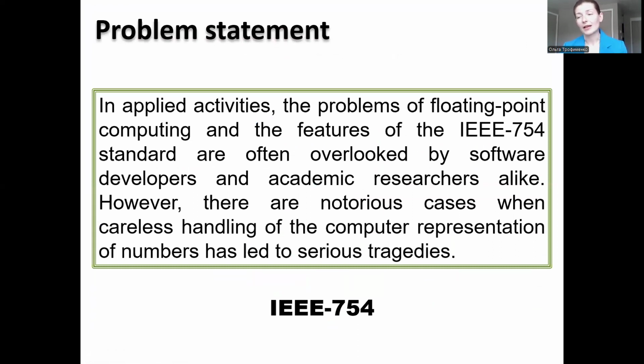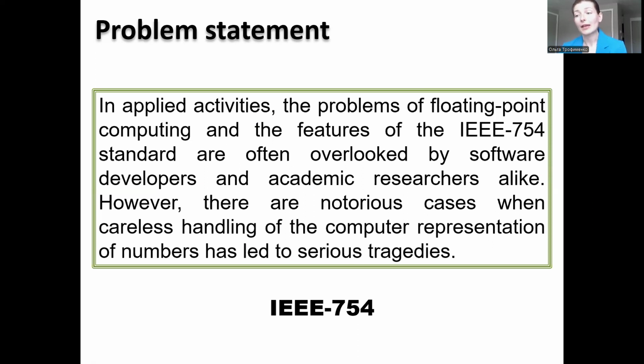The goal of this study is to examine some examples of computer calculations that are completely correct in terms of computer standards for handling numbers and arithmetic operations, but at the same time, the result is incorrect from the point of view of a human implementer.